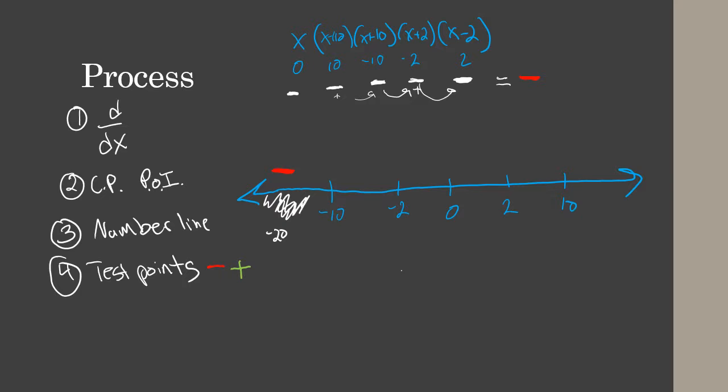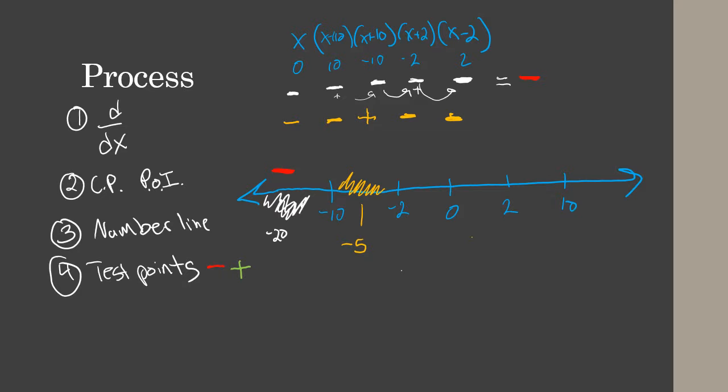And so next I'm going to choose, let's try this next section here. Let's say negative 5. Negative 5 minus negative 10, that's going to be negative as well. Negative 5 plus 10, that's going to be positive. Negative 5 plus 2, that's going to be negative. Negative 5 minus 2, that's negative 7.